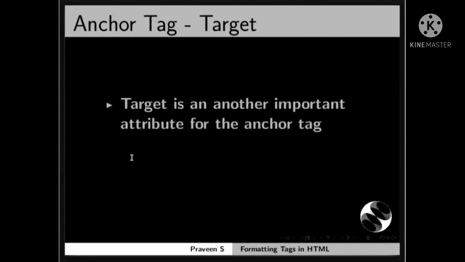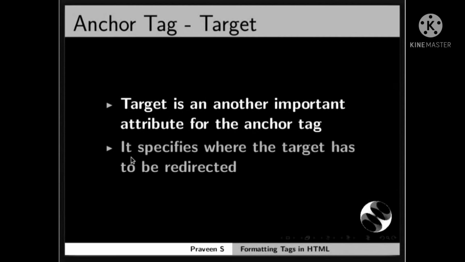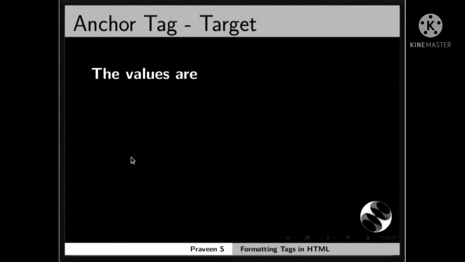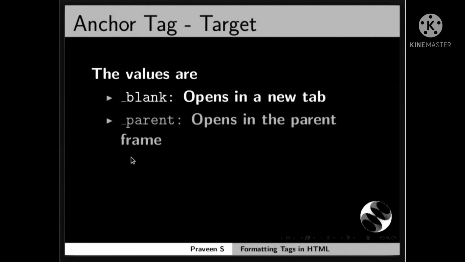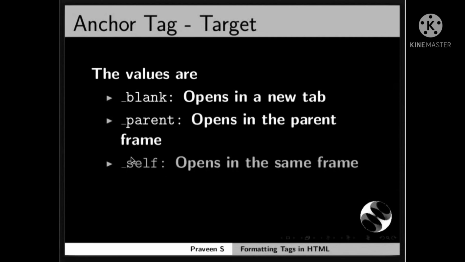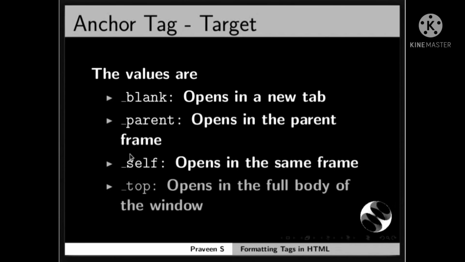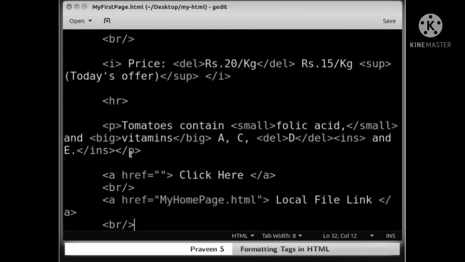Target is another important attribute for the anchor tag. It specifies where the target has to be redirected. The values are: underscore blank opens in a new tab, underscore parent opens in the parent frame, underscore self opens in the same frame, underscore top opens in the full body of the window. Let us switch back to the editor to try out one of the attributes.